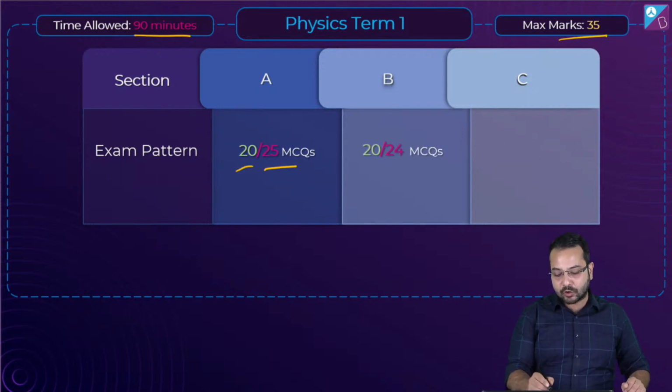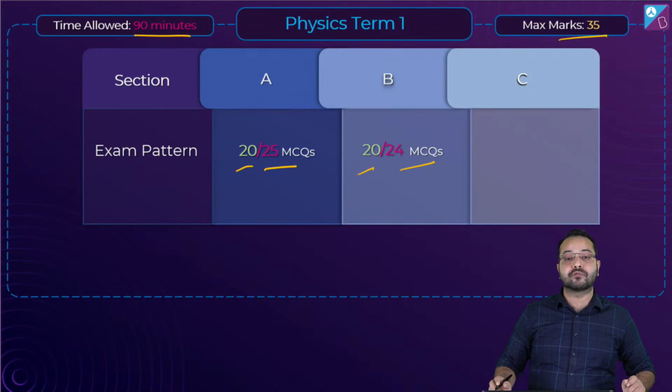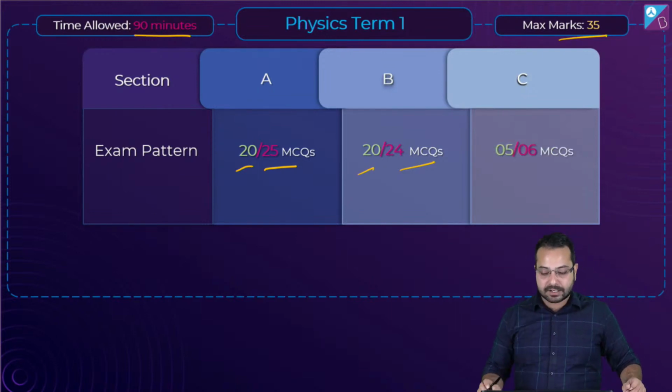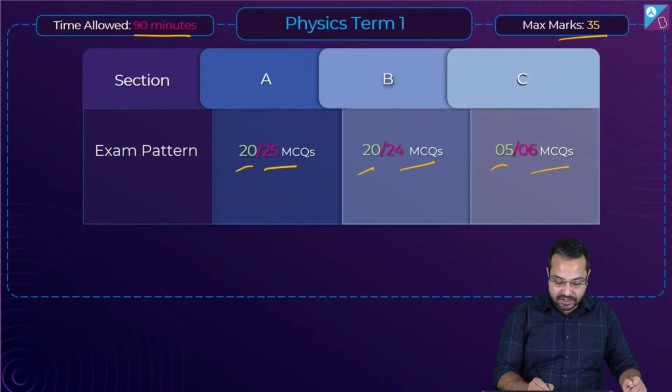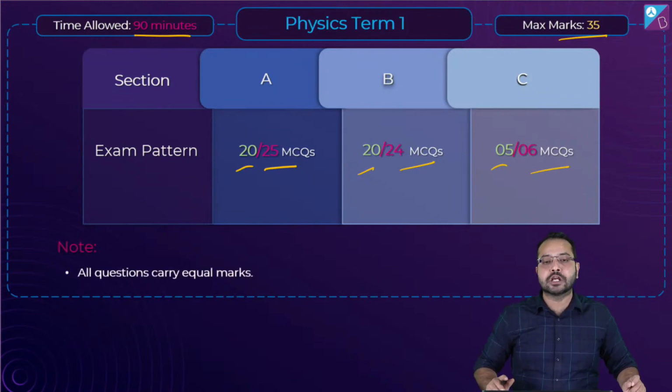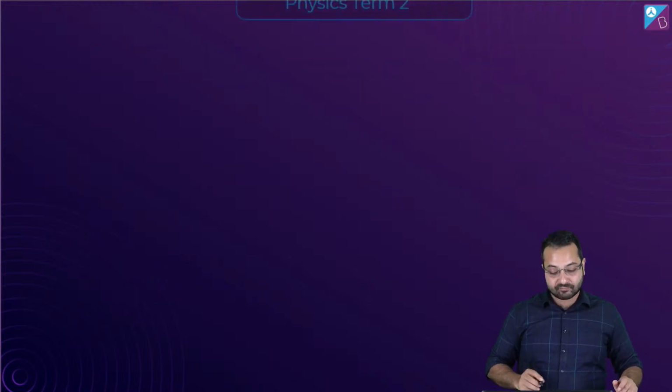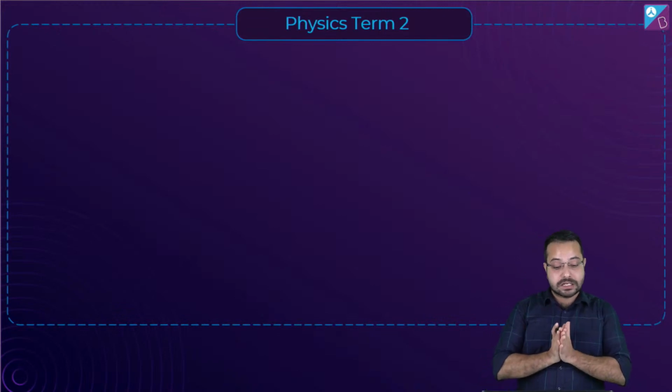In section B there are going to be 24 MCQs, out of which you have to answer 20. And in section C there are going to be 6 MCQs, out of which you have to answer 5. All questions are going to carry equal marks. Correct? So that is the pattern for term 1. But what is the pattern for term 2, which is the important thing.